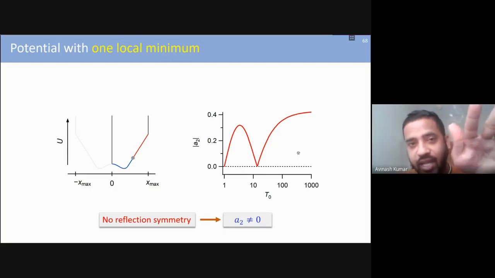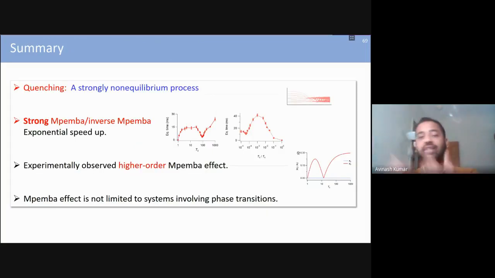So with this, I would like to summarize by saying that we saw the Mpemba and the inverse Mpemba cases in quenching cases where we quench the system to a hot or a cold bath, and these are strongly non-equilibrium processes.